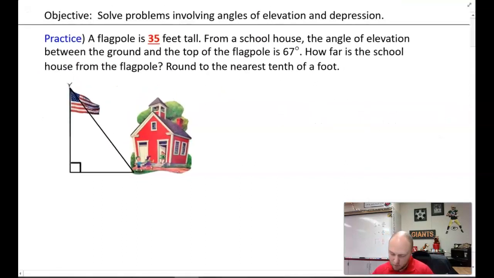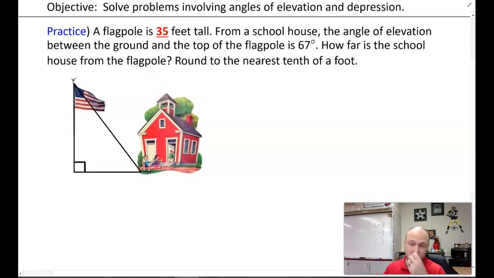All right, here's a practice problem for you. They say a flagpole is 35 feet tall. From a schoolhouse, the angle of elevation between the ground and the top of the flagpole is 67 degrees. How far is the schoolhouse from the flagpole? Round to the nearest tenth of a foot. Pause the video. Give this one a go.